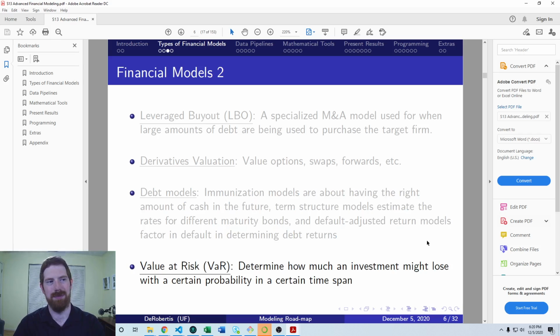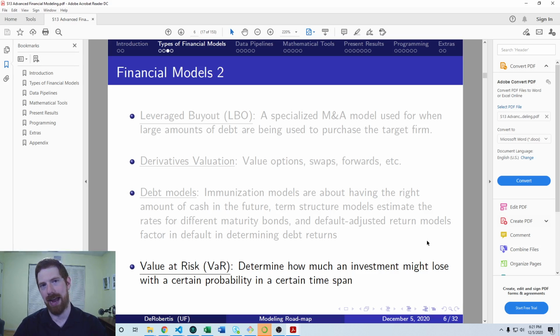And then value at risk is another type of, I guess we can call it a model. I don't know if it's much more than a calculation, but it's trying to quantify what's the maximum that you're going to lose with a certain probability. Like, I'm 95% confident I'm not going to lose more than $1,000 in one day are the kind of statements that you can make with the VAR analysis.